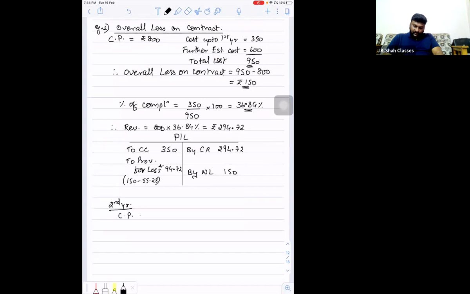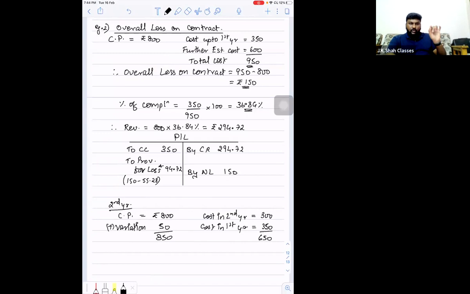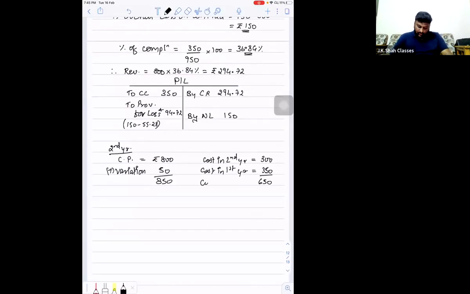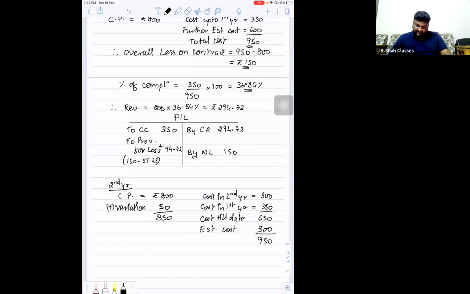In the second year, the contract price is 800 plus variation 50, 850, right? Cost in the second year, say 300. Cost in the first year was 350. Just a minute, hold on. Yeah. So 650 is the cost till date, right? And the further estimated cost we will keep the same at 300 only. So total cost will be 950. Right? Total cost will be how much? 950.